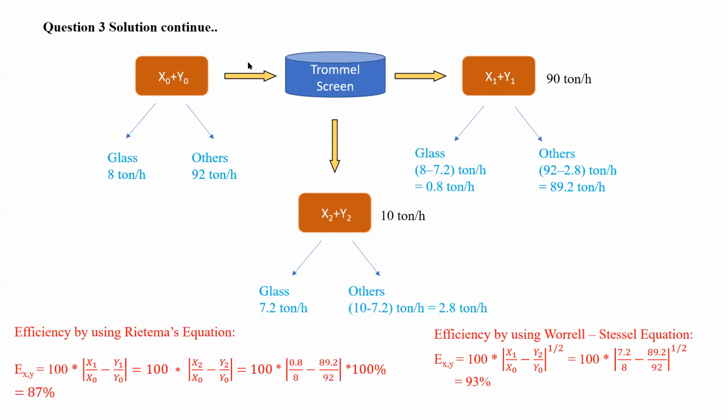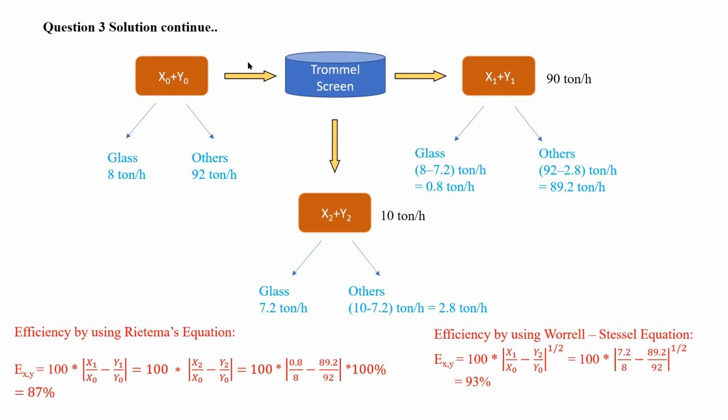And now, as a final step, we will calculate the efficiency of the system. You know, we can use the efficiency instead of recovery and purity to express the effectiveness of our separation. And to calculate efficiency, two equations called Rietema and Worrell-Stessel can be used. And here you can see these equations in the slide.